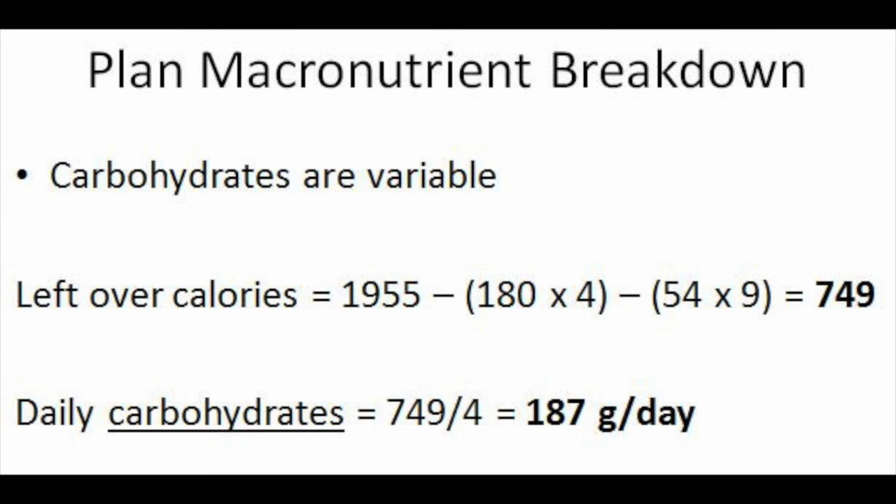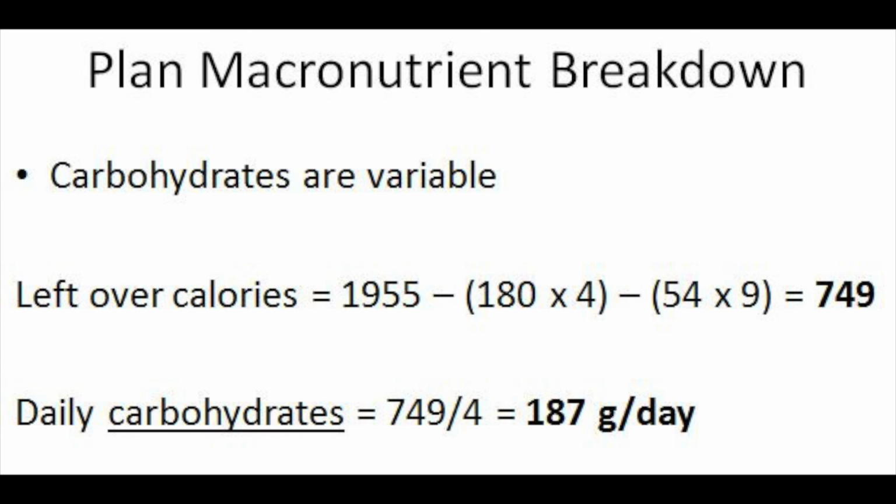His carbohydrates are going to be the most variable part of his dieting. They're going to come from his leftover calories. So we're going to take his 1,955 calories, subtract his protein calories of 180 grams times 4 calories per gram, subtract his fat calories of 54 grams times 9 calories per gram, and we're left over with 749 calories to come from his carbohydrates. We're going to go ahead and divide that 749 by 4 for a total of 187 grams of carbohydrates each day.